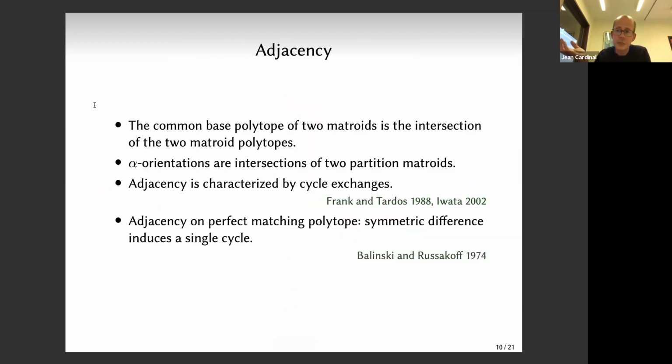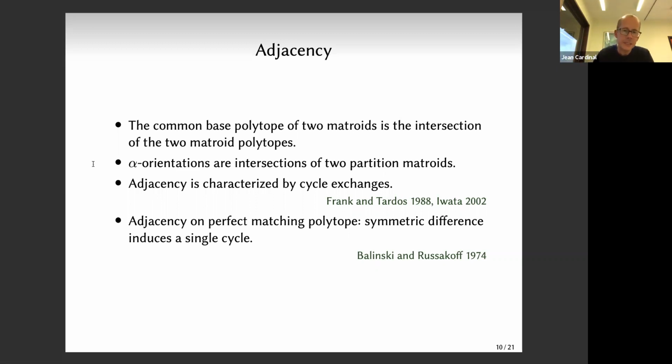So what is the structure of this flip graph? Is there a polytope? Well, we can realize that alpha orientations are the intersection of two partition matroids. Partition matroids just prescribe the degree. It involves two sets, right?